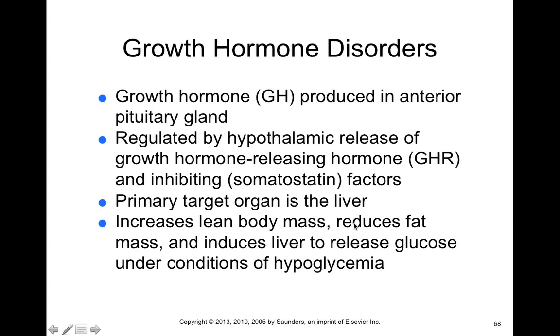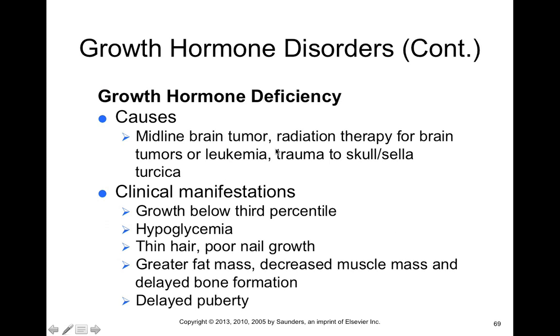It helps increase lean body mass, reduces fat mass by increasing the production of free fatty acids in the bloodstream, and causes your liver to release glucose under conditions of hypoglycemia. It makes sense you'd want to release free fatty acids and glucose while growing, because these nutrients would help support growth of those skeletal tissues like bone, muscle, tendons, ligaments, and adipose.